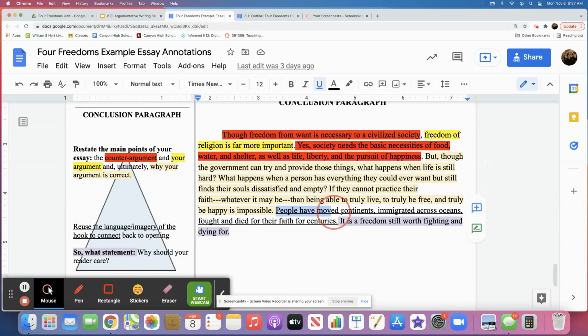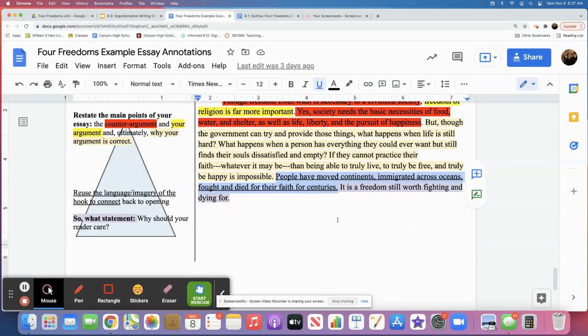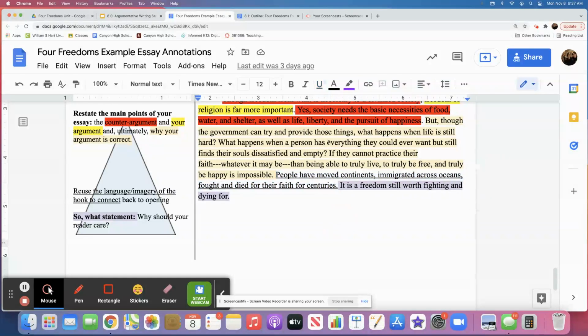Now, I'm reusing the language of the hook and trying to draw attention back to the introduction paragraph, right? People have moved continents, immigrated across oceans, fought and died for their faith for centuries, period. Can be as simple as that. And now's my so what statement. It is a freedom still worth fighting and dying for. And it's because I've so well proven all of these reasons that I can have a very simple so what statement here, right? This is the most essential to the human soul.